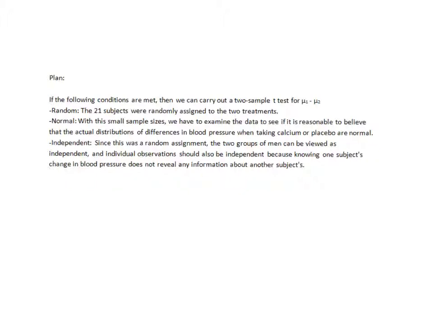The second condition is a bit more complicated for this problem. For the normal condition, since the sample sizes are so small, we have to examine the data to see if it's reasonable to believe that the actual distributions of differences in blood pressure when taking calcium or placebo are normal. We will do that on the following slide because we have to look at the graphs.